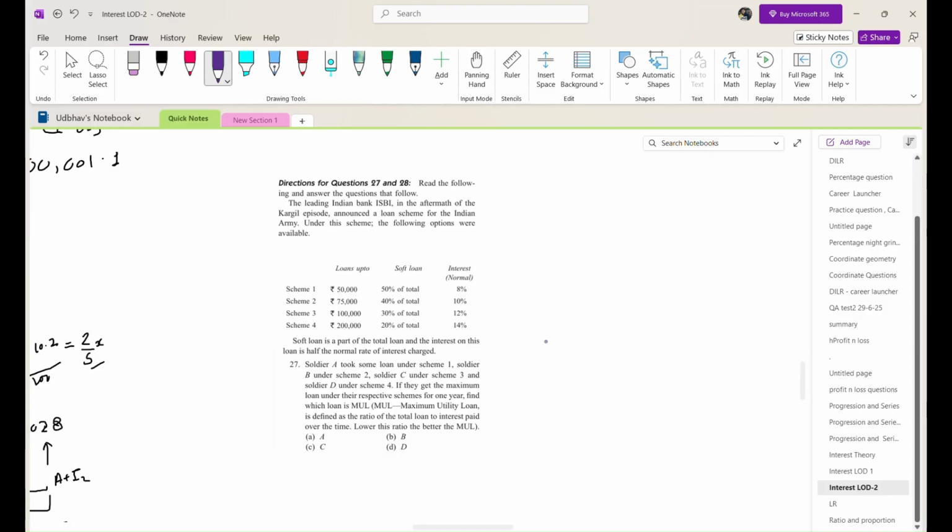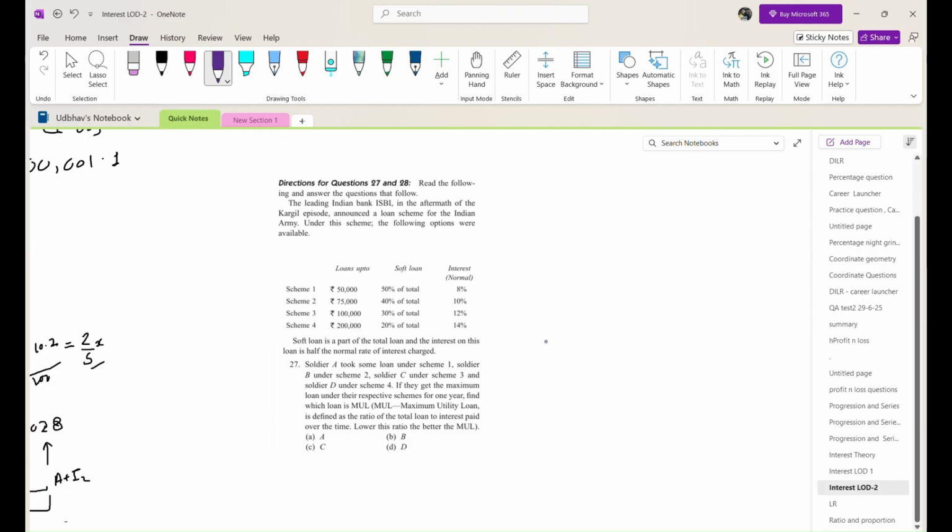Question number 27. Read the following. The leading Indian bank SBI, in the aftermath of the Kargil episode, announced a loan scheme of Indian Army. Under this scheme, the following options were available. Scheme 1 is loans up to 50,000. Soft loan is something, and interest is normal interest.